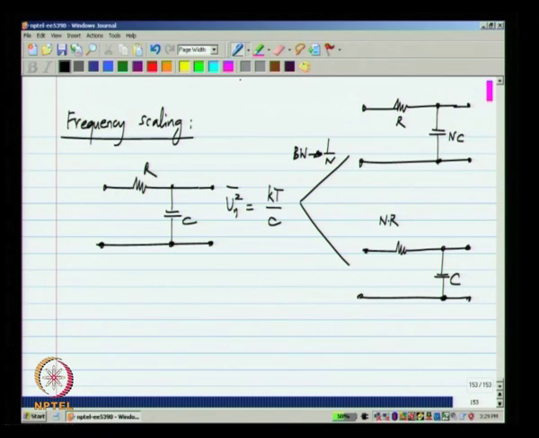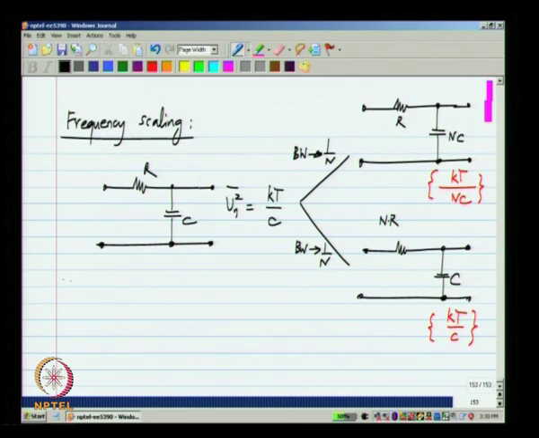But what is different between the two is noise. This circuit has a noise of kT divided by nC, and the lower circuit has a noise of kT divided by C. Just to distinguish it from the previous scaling, previously we were trying to keep the functionality the same but reduce the noise. Here we are trying to change the functionality, in that we are trying to reduce the bandwidth by a factor n, and we want to see what happens to noise.